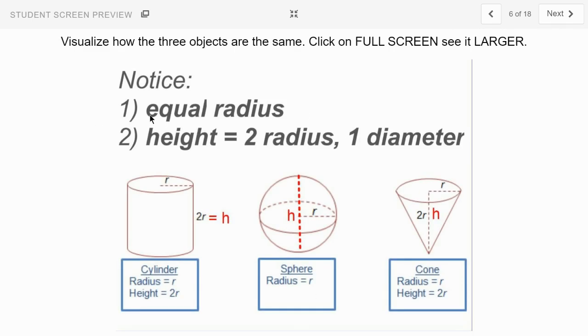What you should have noticed is that they have an equal radius. All the radii are the same. And the height is 2 times the radius. And we get that 2 radius from the sphere because there's a radius going from the center of the sphere to the top and from the center to the bottom.